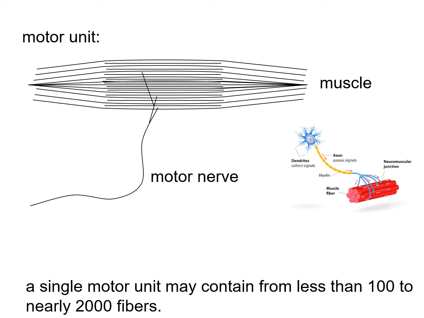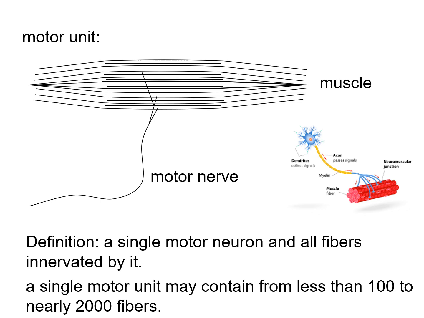What's interesting about this is a single motor unit may contain from less than 100 to nearly 2,000 muscle fibers. And when a motor unit signals its group of fibers, whether it's 100 or 2,000, it doesn't matter the amount of fibers it's responsible for. When one contracts, they all contract. So a motor unit is responsible for every muscle fiber it's related to. Okay? A single motor neuron and all the fibers innervated by it.